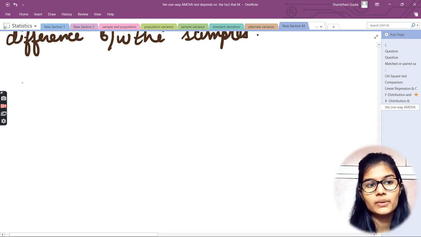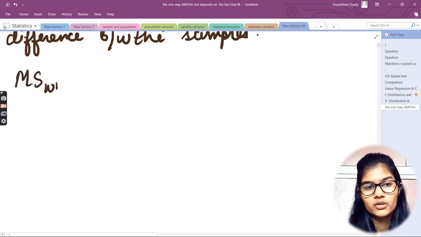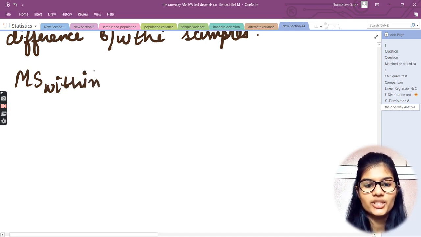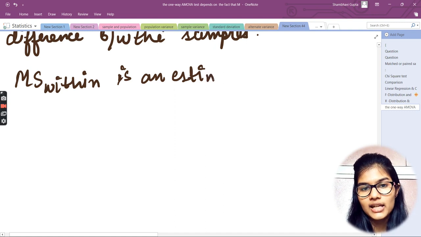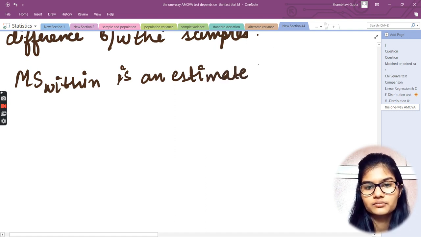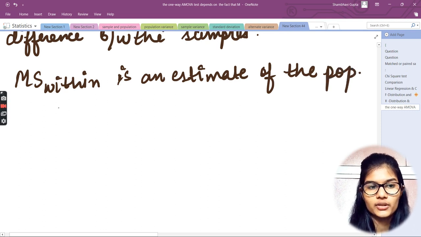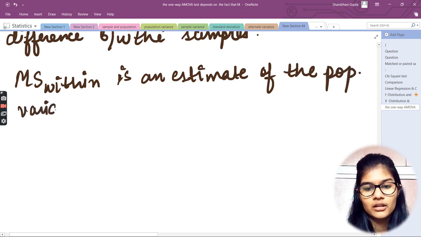Now what if I talk about the MS within? So MS within is an estimate of the population variance. Okay, it is an estimate of the population variance.